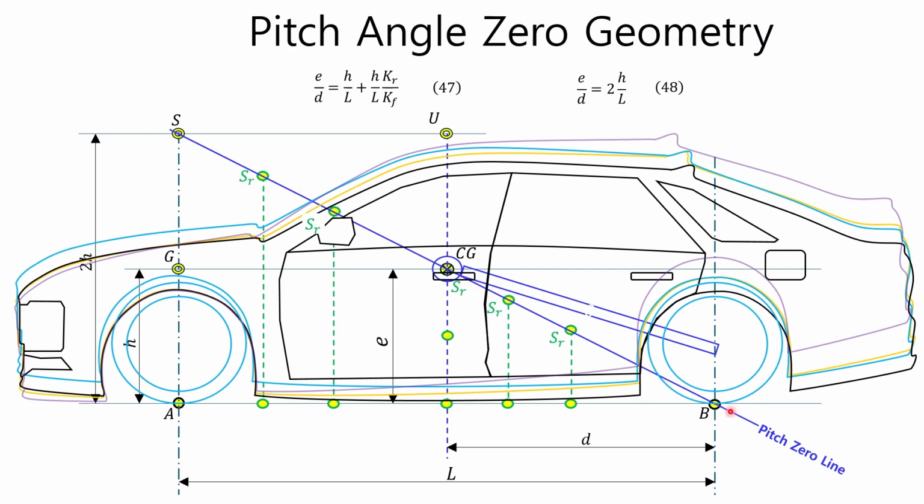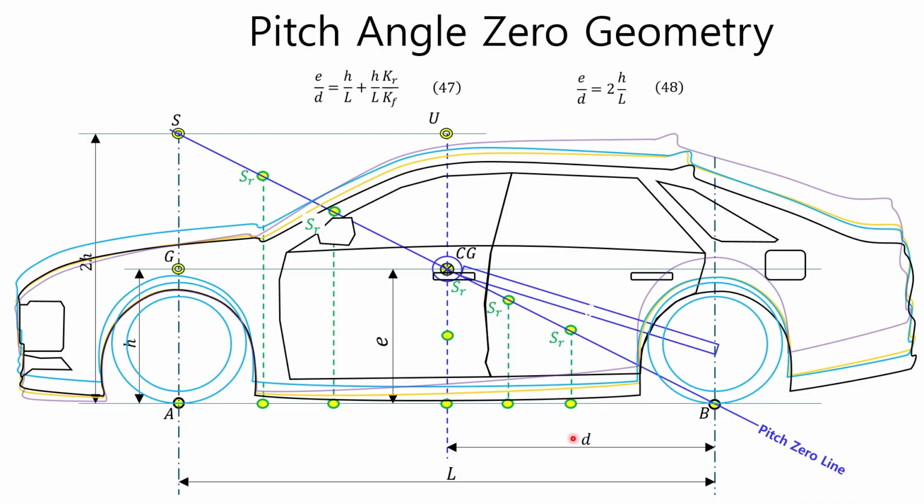In order to explain efficiently, I will explain using equation 48, assuming that the front wheel rate, Kf, and the rear wheel rate, Kr, are the same. In the figure, point U is a point located at twice the height of the center of gravity, Cg, and point S is the point where the horizontal line, parallel to the ground, passing through point U, intersects the vertical line, passing through the front tire contact center, A, on the road surface. To satisfy equation 48, the ratio of twice the height of the center of gravity to the wheelbase must be equal to the ratio of E to D.